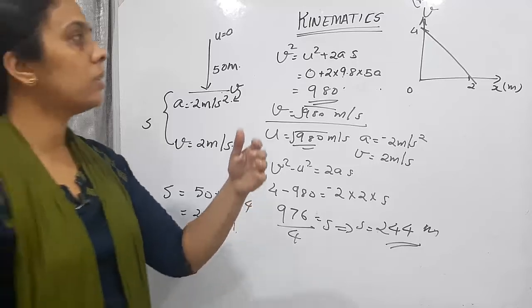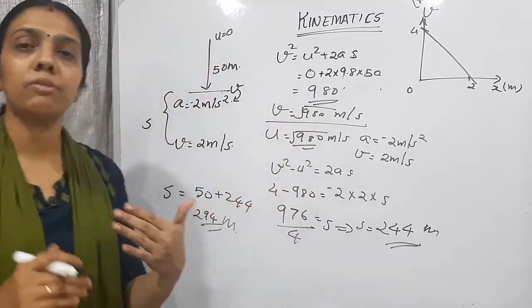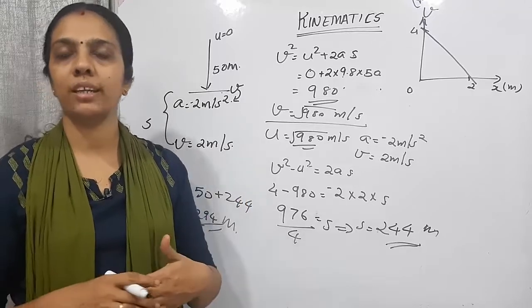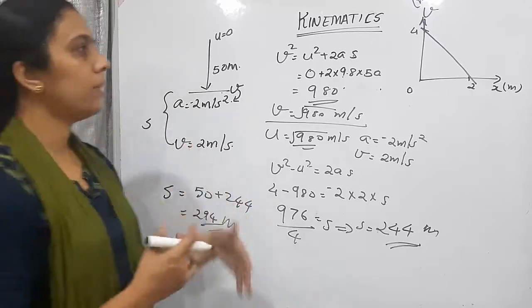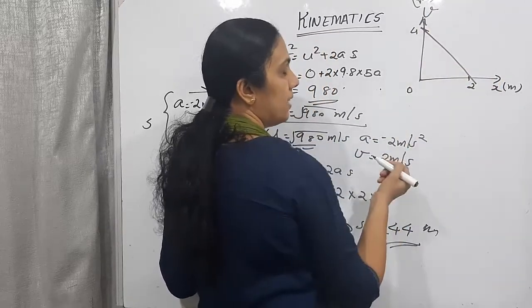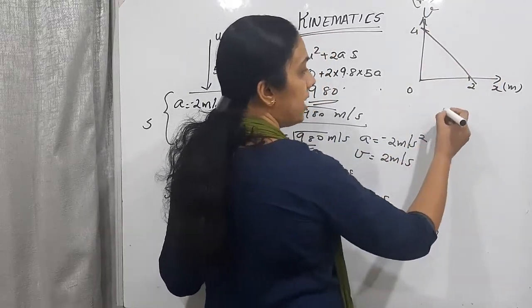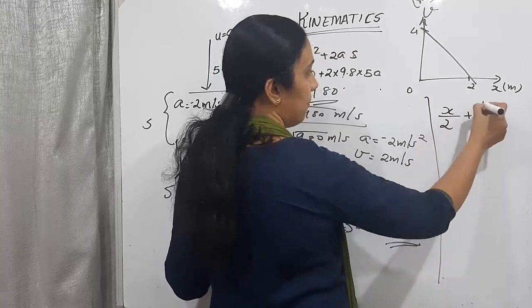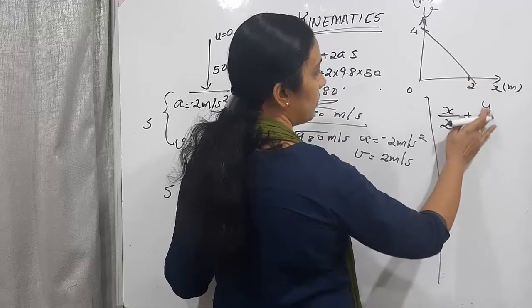How can we find the acceleration-displacement graph? If we get an equation for this graph, it is easy for us to find the acceleration. How can we write the equation here? Since the y-intercept and x-intercept are given, we can write it as x divided by the x-intercept plus y divided by the y-intercept. What are the x and y intercepts here?